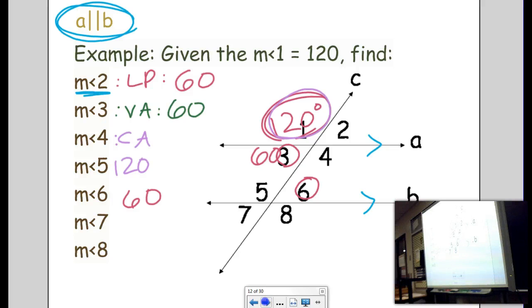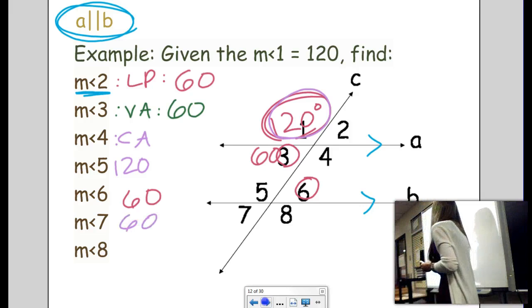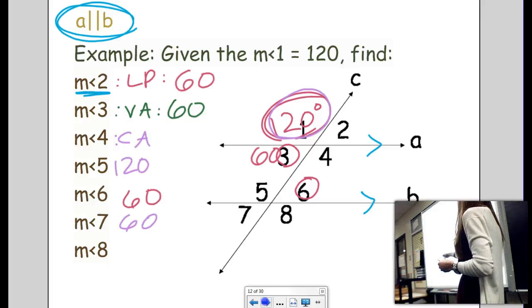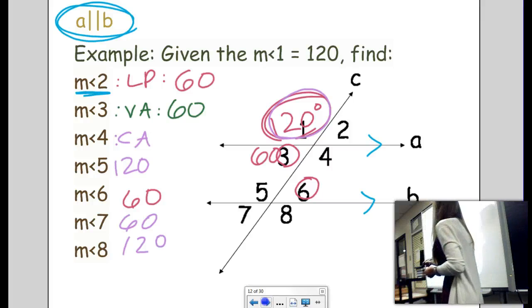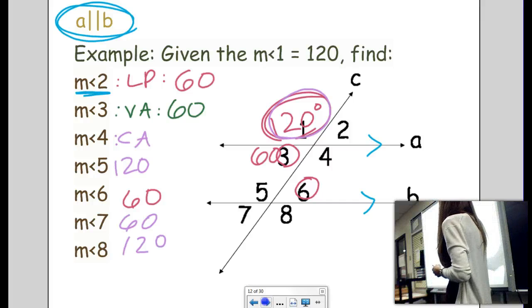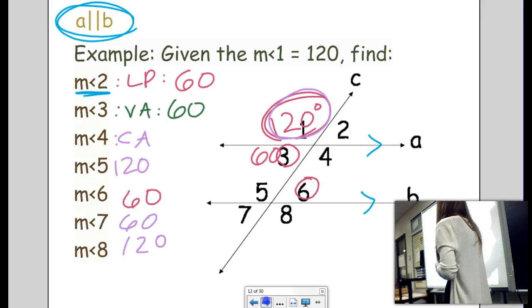Okay, and we can finish it off the easy way. 6 and 7 are vertical angles. So what's 7? 60. And 8 and 6 are a linear pair, so what's 8? You can do lots of things. You can say 1 and 8 are alternate exterior, so they're congruent. There's lots of ways to get these answers.